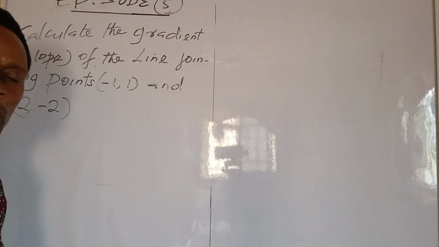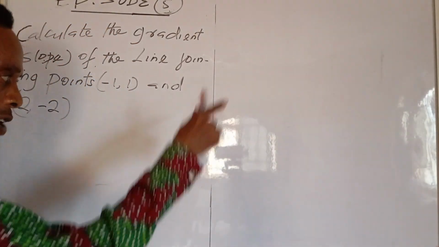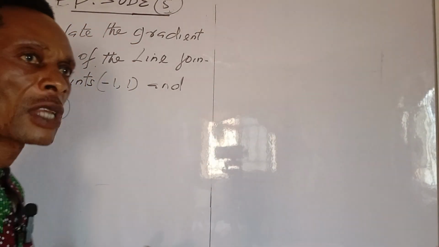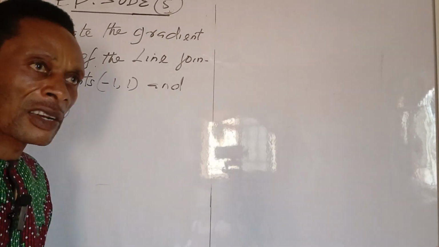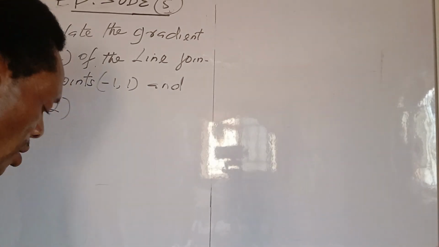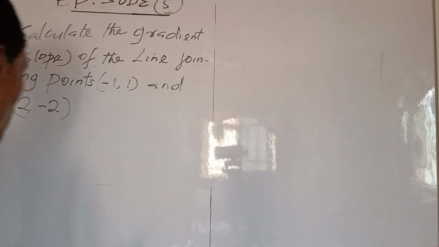So gradient means the slope of a line. We have two types of gradient, either positive gradient or negative gradient. So let's take some examples and see how we recognize a gradient.